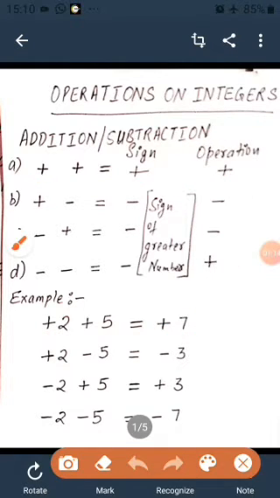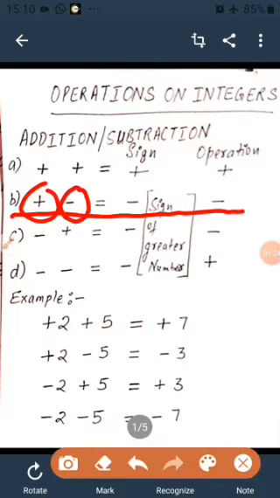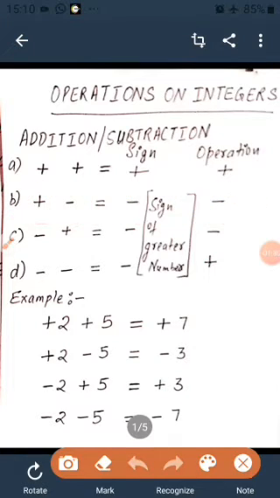Similarly, the next case is if you have two integers, one positive and another negative. Then the final answer will be whatever the answer is, but the sign will be negative and the operation will be negative, and I have written here that the sign will be of the greater number. So let us see an example for this case.